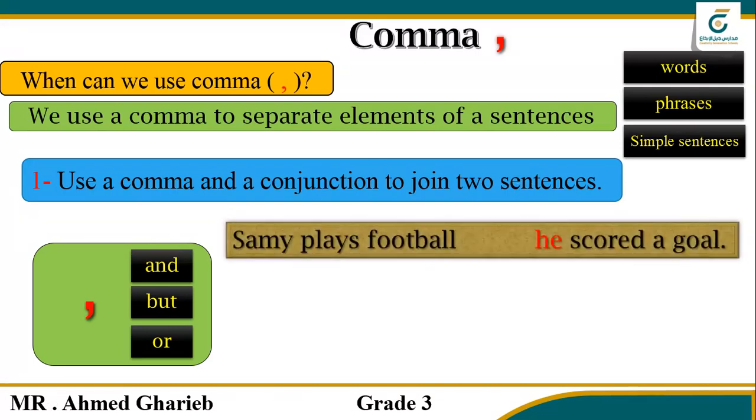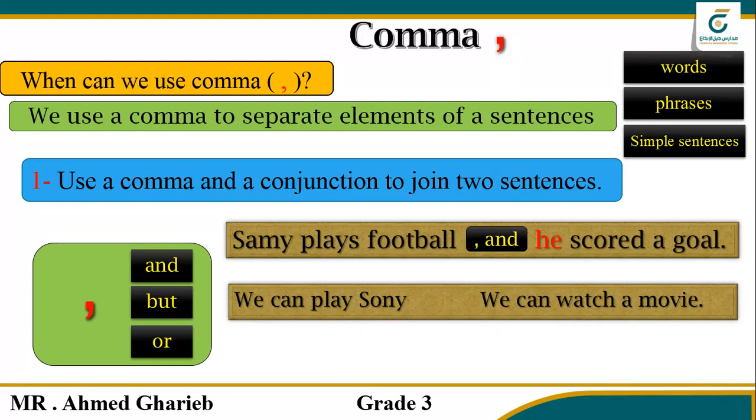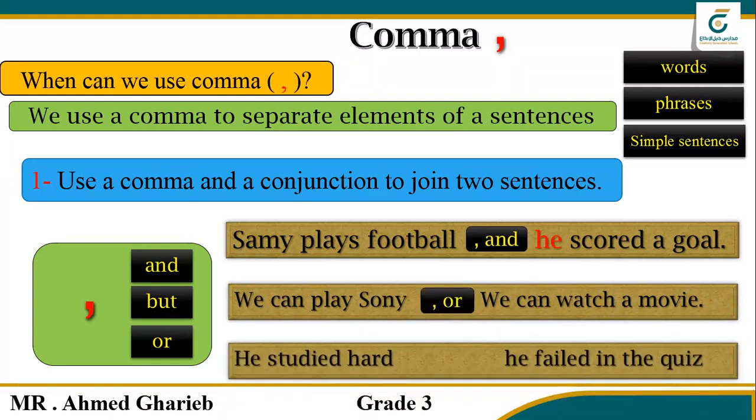Look, Sammy plays football, and he scored a goal. We can play Sony, or we can watch a movie. He studied hard, but he failed in the quiz. As you see, we add a comma to separate two simple sentences in a big sentence called compound sentence. And, or, but. Three conjunctions, okay?